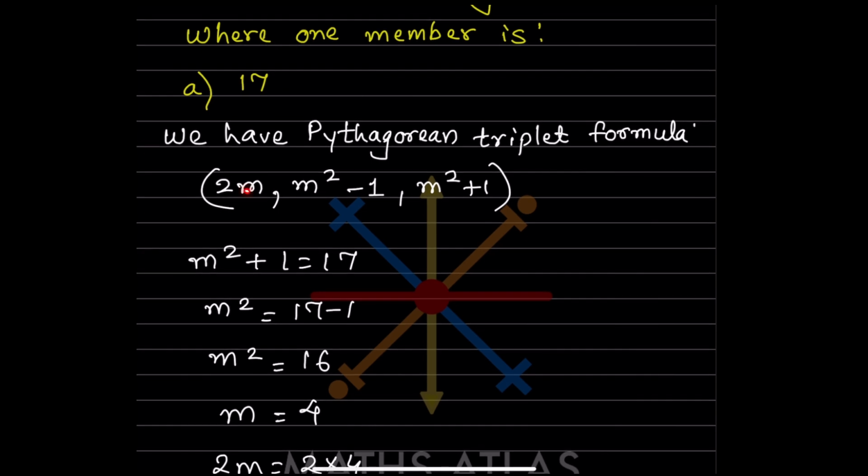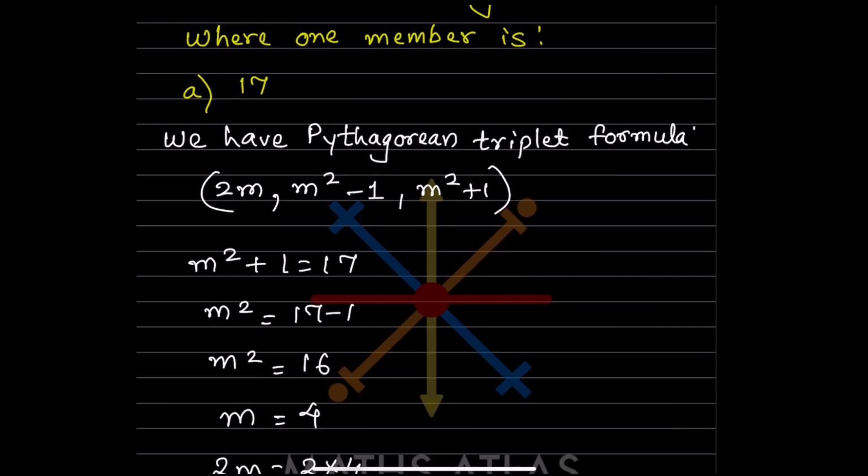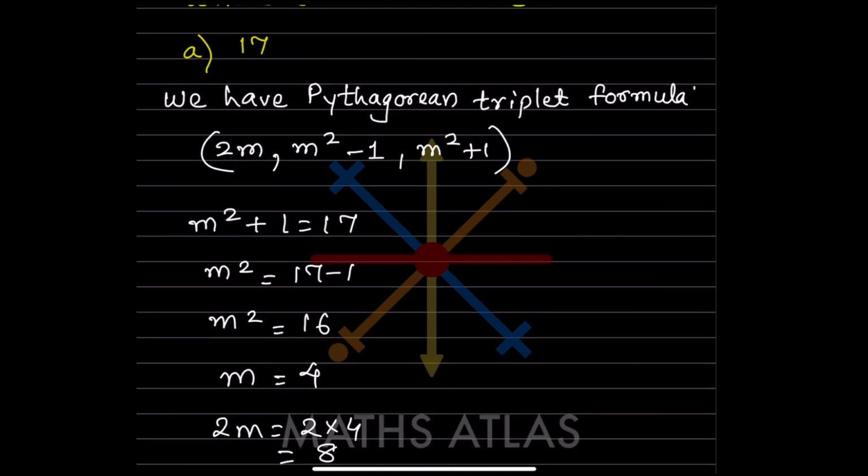So now see here, if I am taking 2m is 17, so what will be that? m is going to be 17 by 2. So that is going to be 8.5. So that is not actually the square. We cannot take the square of that one.